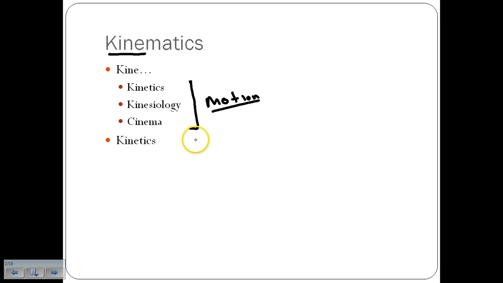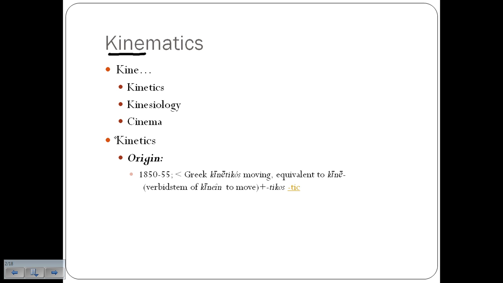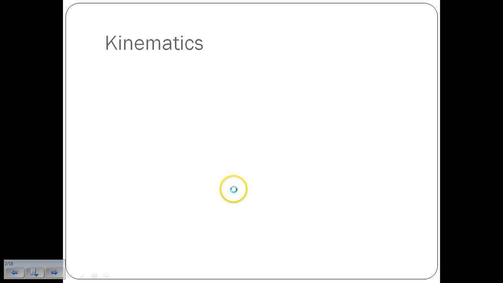And the word kinematics actually comes from this piece that we looked at called kinetics. And when we take a look at the origin of the word kinetics, here I am with my dictionary stuff again. It comes from the Greek, right? And it comes from moving, and it's equivalent of kine here, right? So we see that term kine again coming up here.